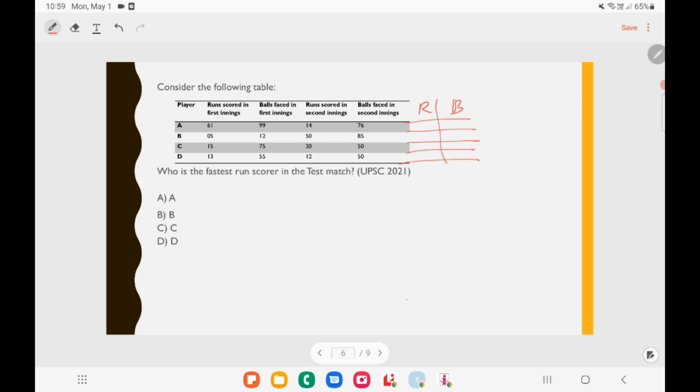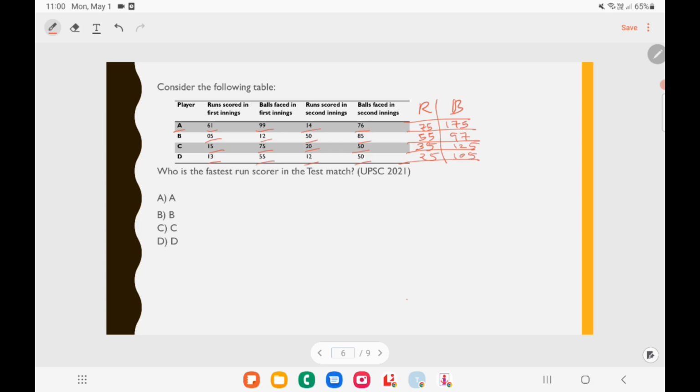For player A, total runs is 61 plus 14, that is 75. Total balls is 99 plus 76, that is 175. For B, total runs is 5 plus 50, 55, and total balls is 12 plus 85, that is 97. For C, it is 15 and 20, that is 35. Total balls is 75 plus 50, 125. For D, it is 13 and 12, that is 25, and total balls is 55 plus 50, it is 125.